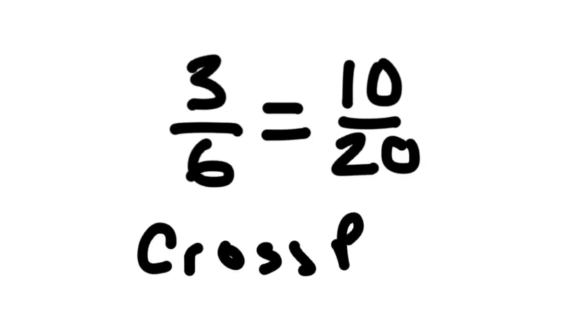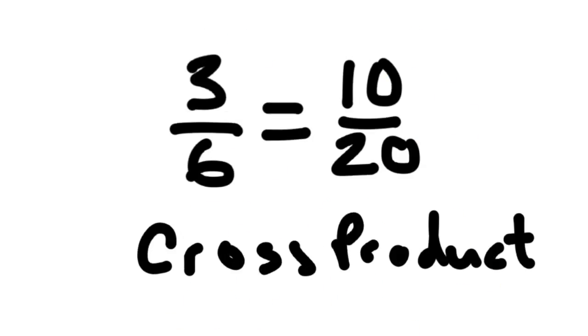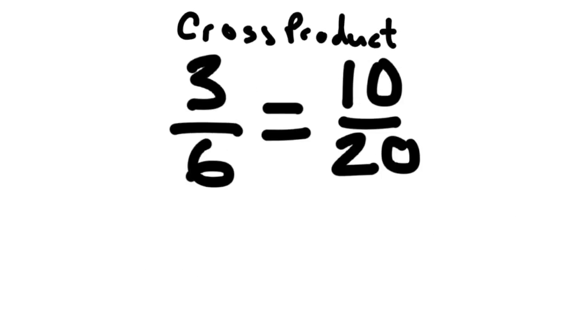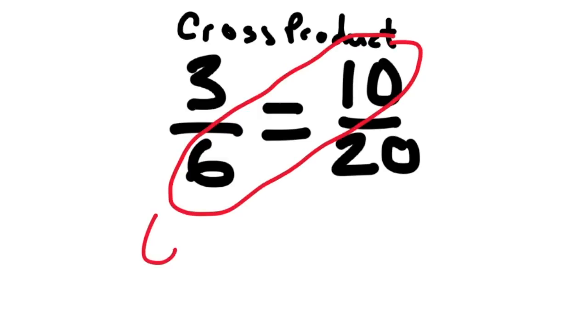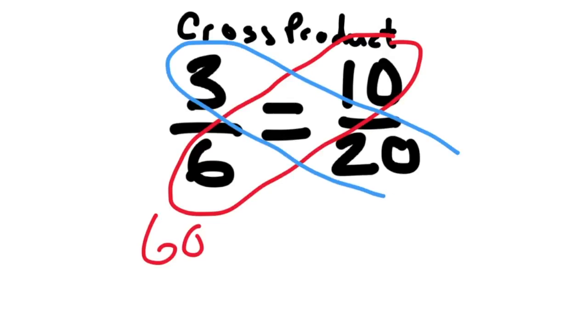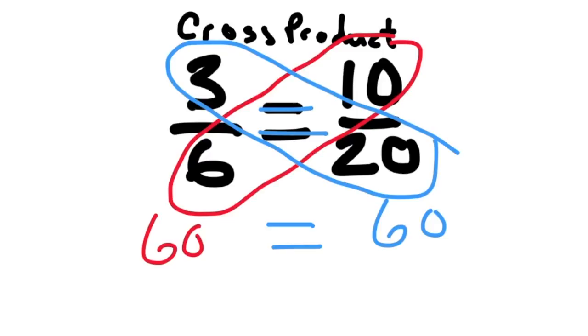Another way to see if two ratios are in proportion is to use the cross product. The cross product recognizes that the diagonals of a proportion should multiply and be equal. 6 times 10 is 60, and the other diagonal is 3 times 20. 3 times 20 is 60. And you should recognize that these are equal anyways because 3/6 and 10/20 both simplify to 1/2. So yes, these two ratios are in proportion. They are equal.